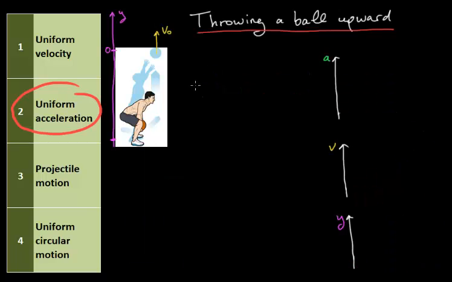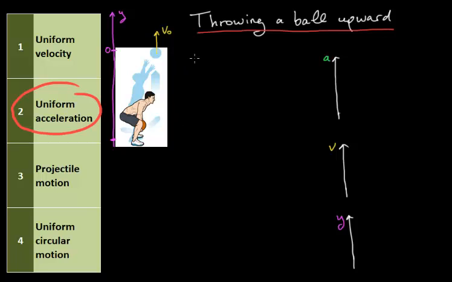Now let's think about something trickier. A person is throwing a ball upward, and I'm asking you to come up with the a-t, v-t, and y-t graphs in the situation where the initial speed given to the ball is an upward v0 velocity, and the y-axis, the displacement axis, is directed upward. So try to think about that, pause the video, and try to solve it on your own.